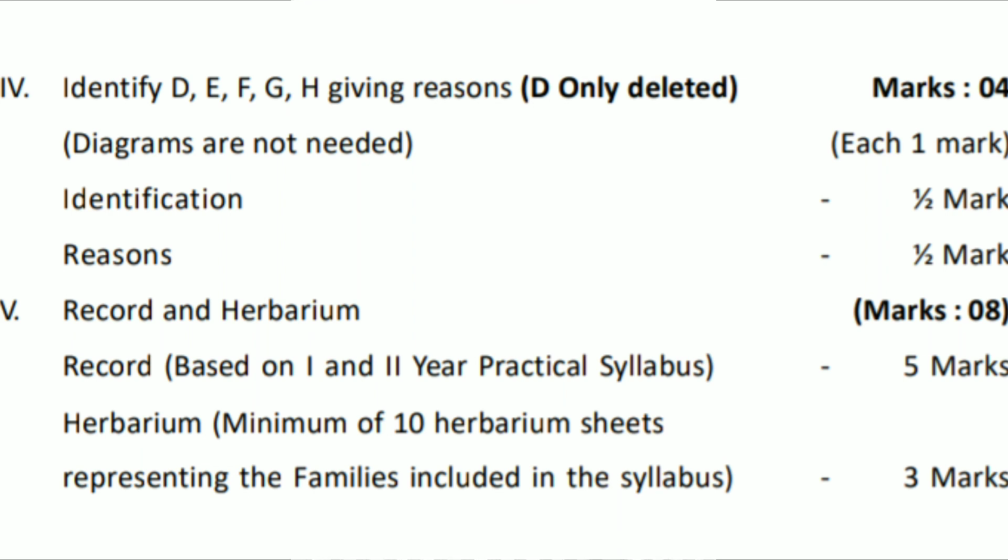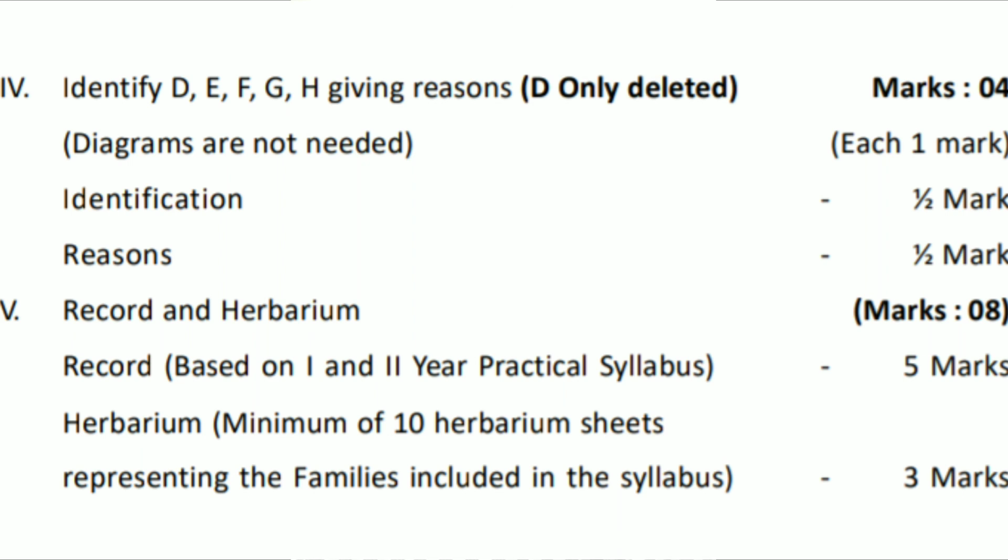Last and final is the record and herbarium. The record is based on the first year and second year practical syllabus. Whatever records you submit during the exam, you will get 5 marks. But at present, because of COVID, the Fabaceae family is not there. So a minimum of 10 herbarium sheets should be there. For maintaining the herbarium, there are 3 marks.